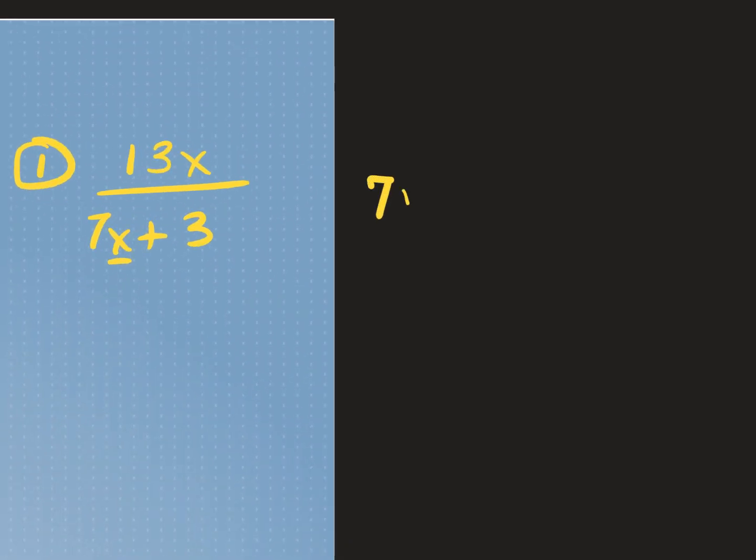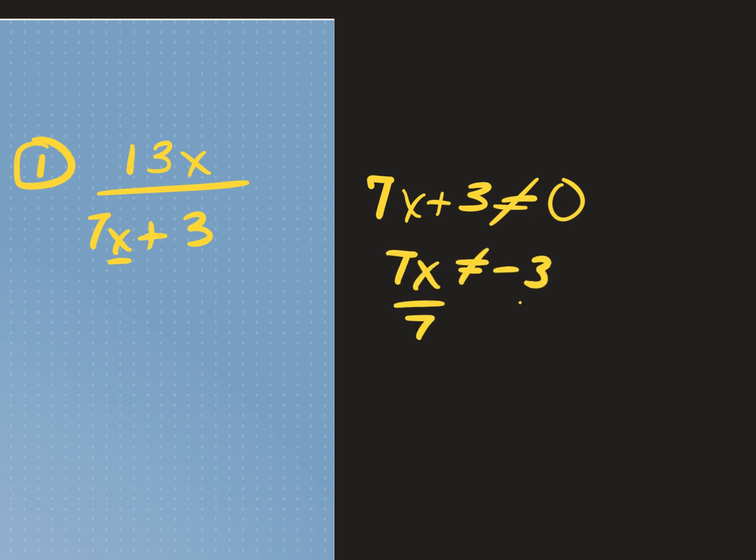So you guys would say, okay, 7x plus 3 cannot be 0. And you solve that. So 7x cannot be negative 3. Divide both sides by 7. So x cannot be negative 3 over 7. What happens when the value of x is negative 3 over 7? You plug it in, your denominator becomes what? Undefined, or 0. So you can use any number in the entire world except for negative 3/7.